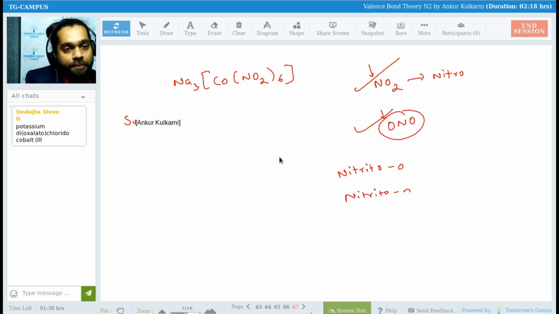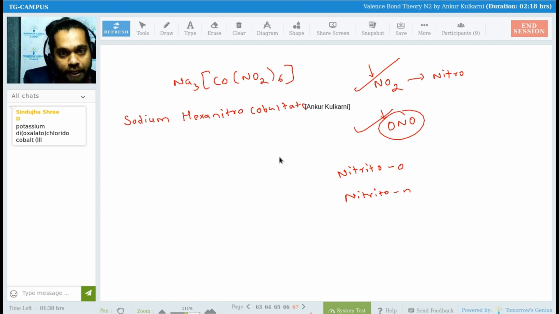Okay. Na is your sodium. So, sodium. What is my ligand? Hexa nitro. Okay. Hexa nitro cobaltate. What is the oxidation state you all have got? Let me check. Cobaltate. NO2 is a neutral. So 3, 3, 3, very good. So oxidation state will be 3. So one, this name, sodium hexanitrocobaltate.